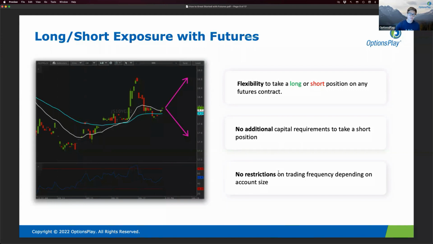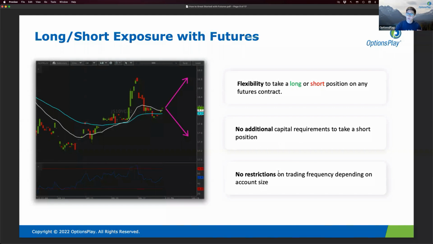Unlike options, where you have to figure out the delta and that calculates your profits and losses, this is dollar for dollar. If something moves up by $1 and you have a 100 multiplier, that's a $100 gain. If it goes down by $1, you lose $100. So it's really easy to calculate your potential risk and rewards. And it doesn't require any additional capital to take a short position than it does to take a long position.